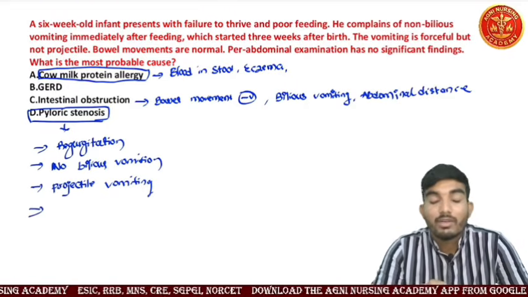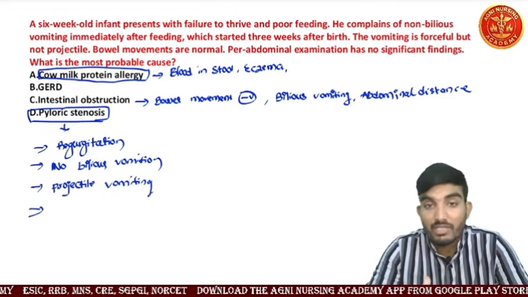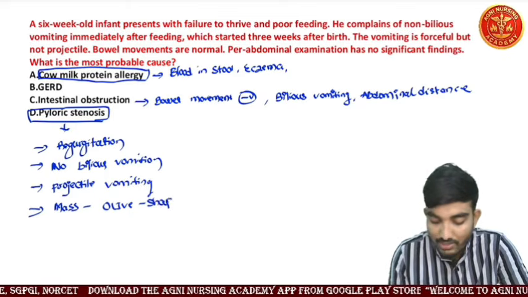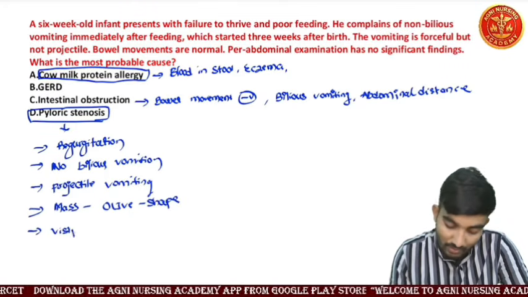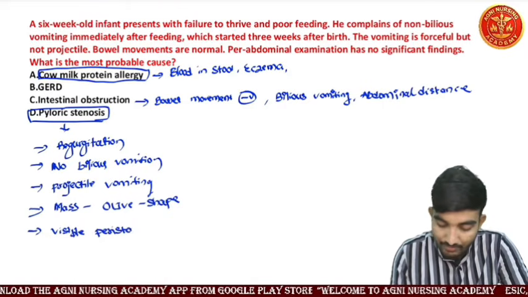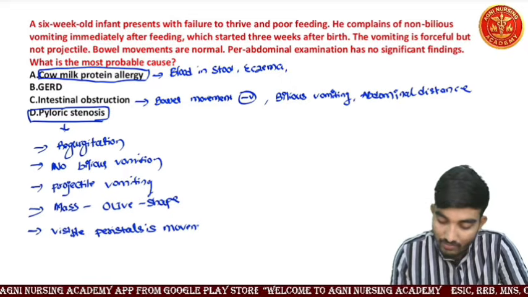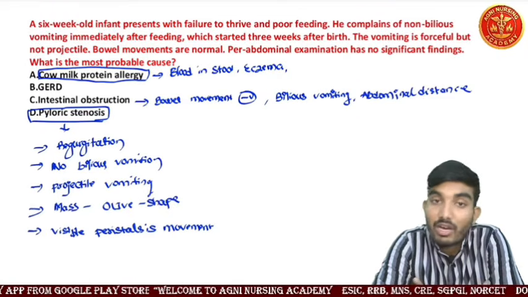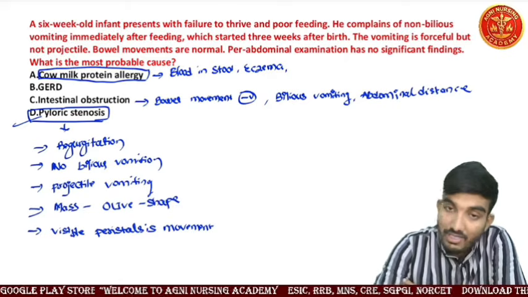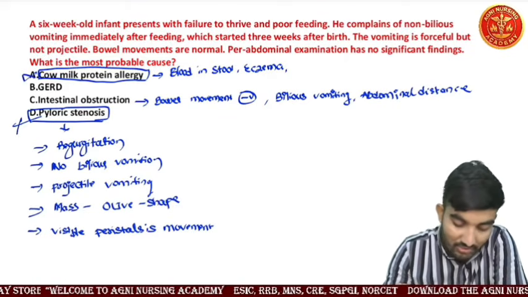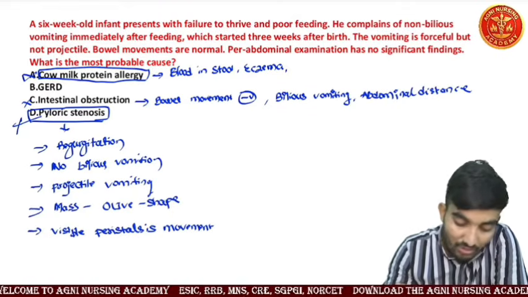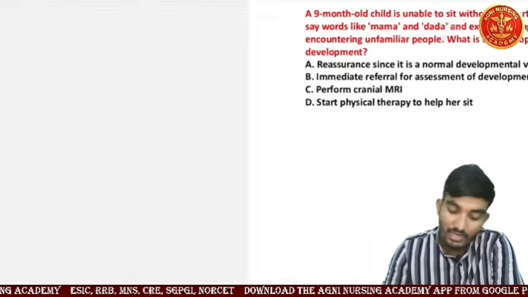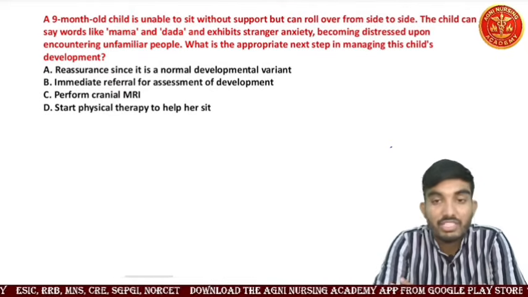But a special feature in pyloric stenosis is that an olive-shaped mass is present, and also visible peristaltic movements are present in the pyloric stenosis. But in the question there is no significant finding on abdominal examination. That's why option D we are removing. Option A is also not the answer for our question, and option C is also not the answer. The answer for our question is GERD, that is option B, gastroesophageal reflux disease. We'll see the next question.